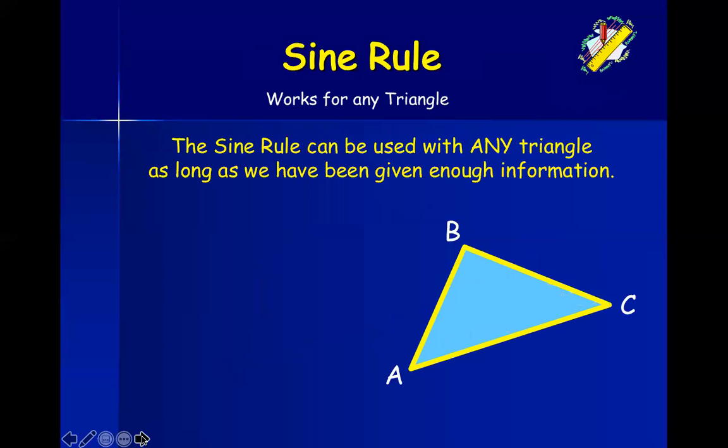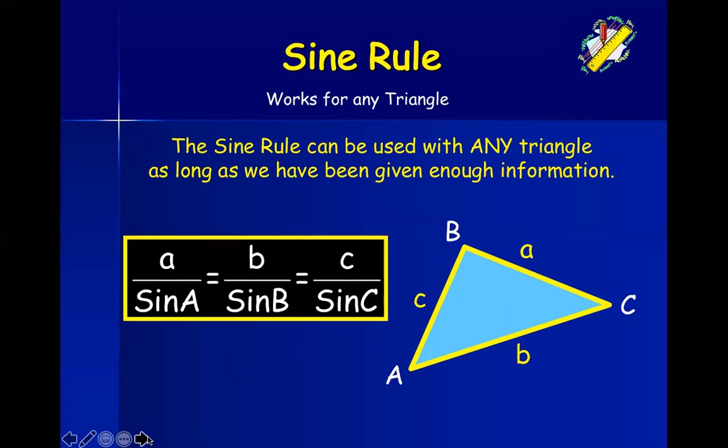The sine rule can be used with any triangle. So what do we need? Information to use it. If you look onto your formula sheet, you'll see something written like this. Small letter a, which is the side a, could be in centimeters, meters, kilometers, over the sine of that angle there. It's the same value. So when you do this fraction, a over sine A, you get the same value when you do b over sine B or when you do c over sine C.